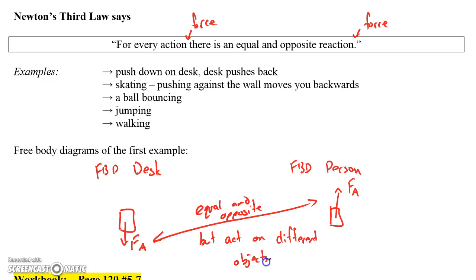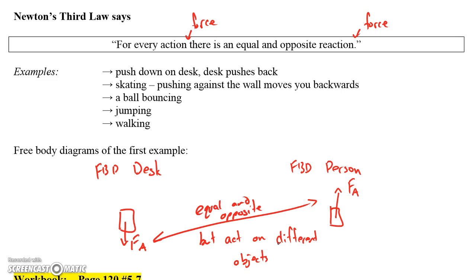Sometimes people will take the third law and try to say, well, everything is equal. Everything balances out, so then how can you have anything that moves? Well, the forces are acting on different objects. So it's not that one is being canceled out by the other all the time, because they're not acting on each other. So you've got an applied force on each one.